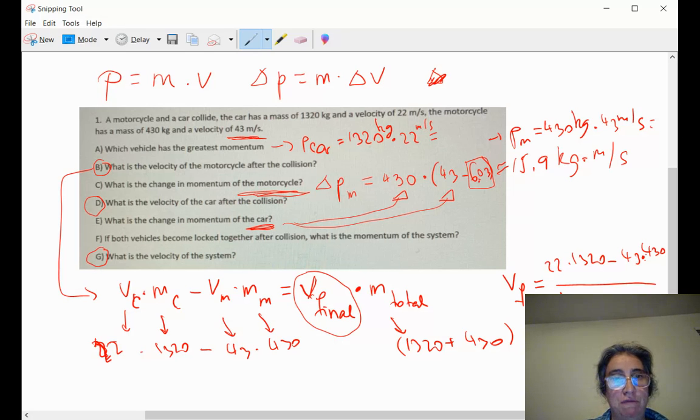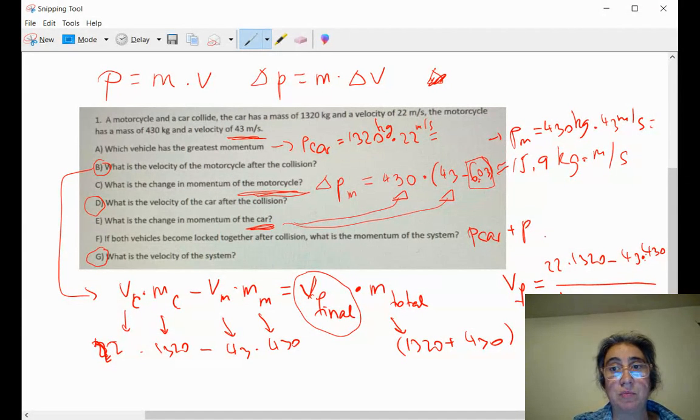We have one more: if both vehicles are locked together, what is the momentum of the system? The momentum of the system would be the sum of the momentum of the car and the momentum of the motorcycle. So technically, it is the momentum of the car plus the momentum of the motorcycle, and we just talked about that in the previous question. The momentum of the car, I'm going to circle, is right there. And then, of course, the momentum of the motorcycle, you multiply 430 with 43. And then you add them up. And that would be the momentum of the system.